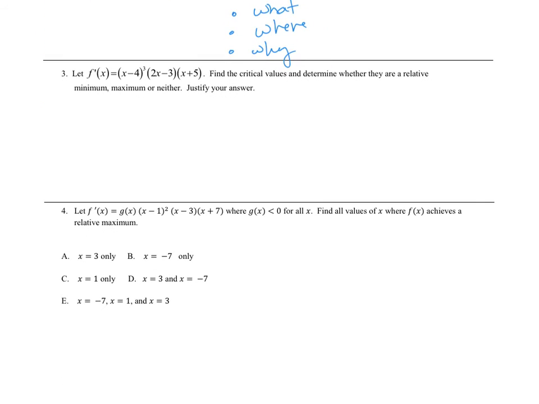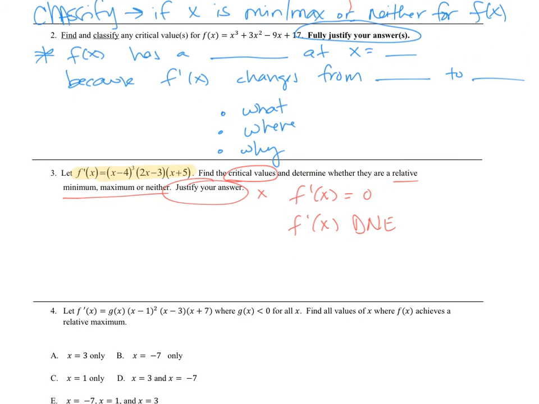Okay. Problem 3 already gives you f prime. Look at that. Let f prime of x equal this polynomial function, this product. Find the critical values. So you're still going to go through and do the same thing. You're going to find the critical values, that's the x values where f prime of x equals 0 or f prime of x does not exist, and determine whether they are relative min, max, or neither. Justify your answer goes back to this idea right here, okay? The what, the where, the why. I'm just going to leave you with that, right?